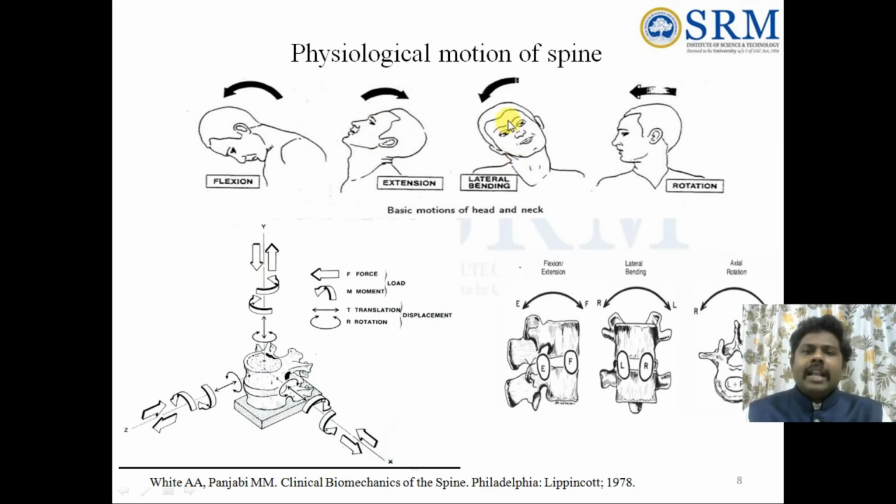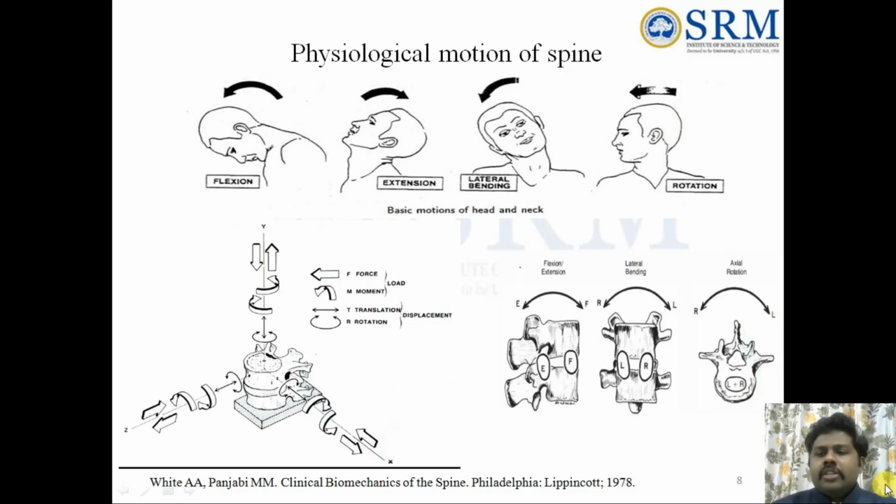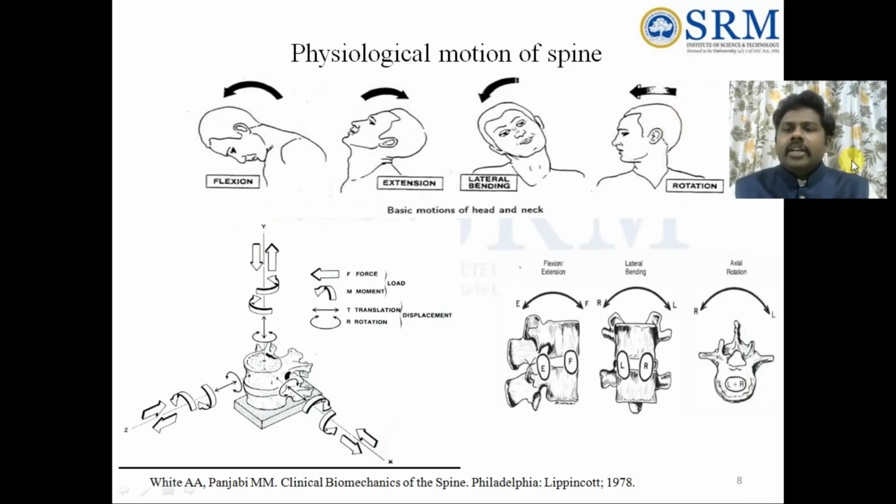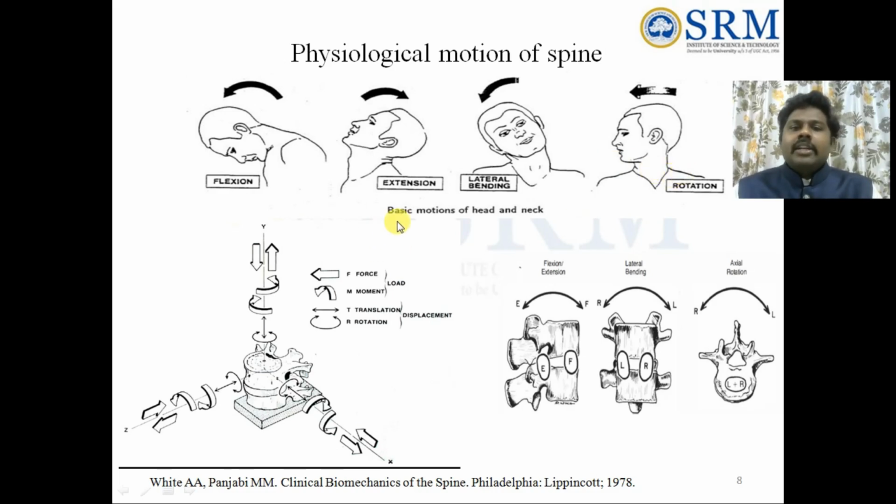Third one is lateral bending. Lateral bending can be done in two manners, to the left as well as to the right. We will call it lateral bending left or lateral bending right. Next is axial rotation, which can be done in two directions: left axial rotation and right axial rotation. That is the basic motion of the head and the neck. This is equally applicable to the lumbar spine and also the thoracic spine.